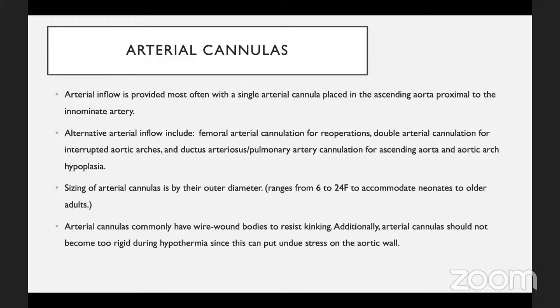The sizing of the arterial cannula is by their outer diameter, ranging from 6 to 24 French, to accommodate neonates to older adults. Arterial cannulas commonly have wire-wound bodies to resist kinking. Additionally, arterial cannulas should not become too rigid during hypothermia, since this can put stress on the aortic wall.